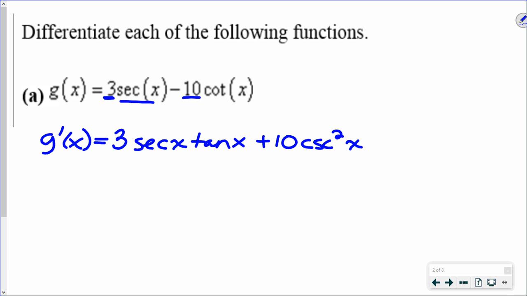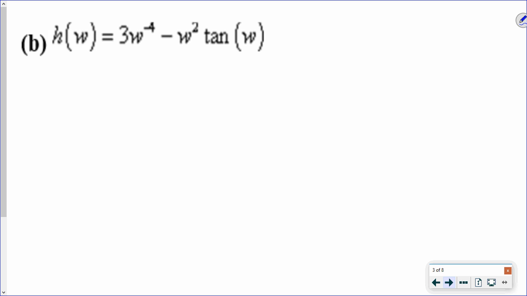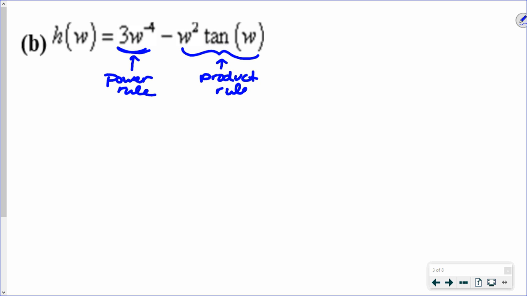All right, let's look at another example. This time our function is h of w equals 3 times w to the negative 4 power minus w squared times tangent of w. So when I look at this, I can tell for the first term, we just need to use power rule. But for the second term, because we have w squared times tangent of w, this will require product rule. All right, so again, my best advice is take it step by step.